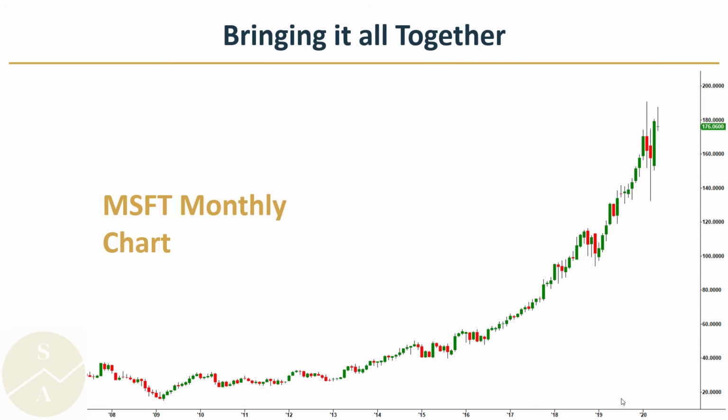Let's now bring it all together. Let's look at some different styles of charts. Let's take a stock that we're all familiar with here, Microsoft. The ticker symbol is MSFT.